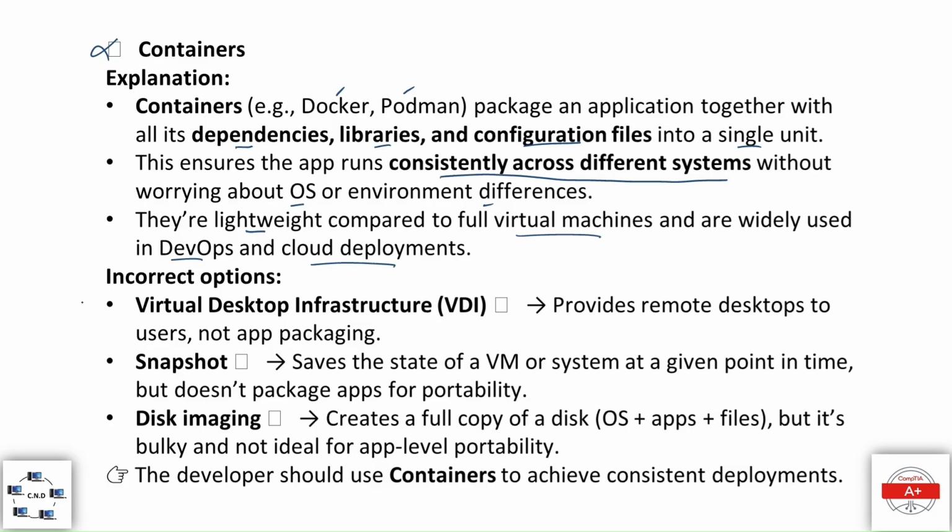So the incorrect options are virtual desktop infrastructure or VDI. This provides remote desktops to users, not application packaging. Snapshot. This saves the state of a virtual machine or system at a given point in time, but does not package applications for portability. And disk imaging. This creates a full copy of a disk, that is operating system plus application plus files, but it's bulky and not ideal for application level portability. So the developer should use containers to achieve consistent deployment.